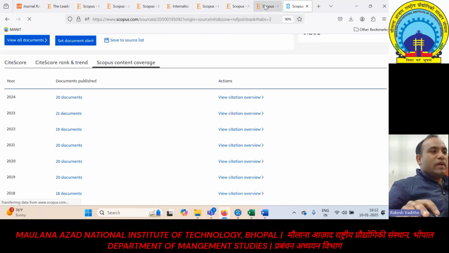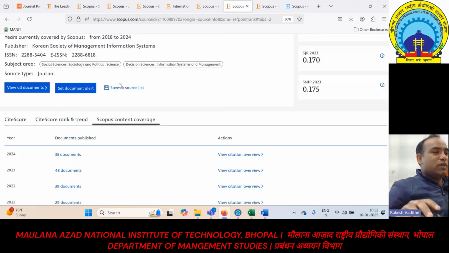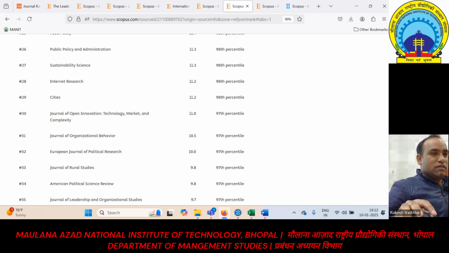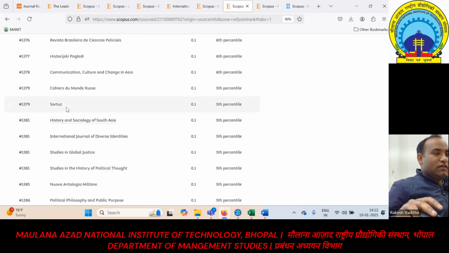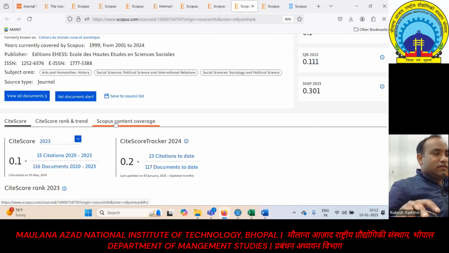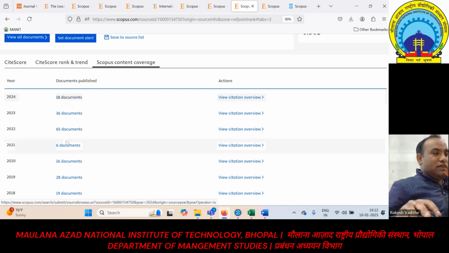We will see Q4 journals, how they are publishing papers. How many papers they are publishing. You see these 6 articles, 65, 36, 18.